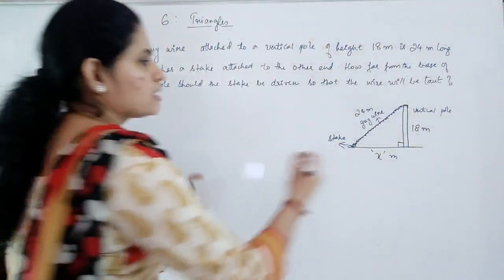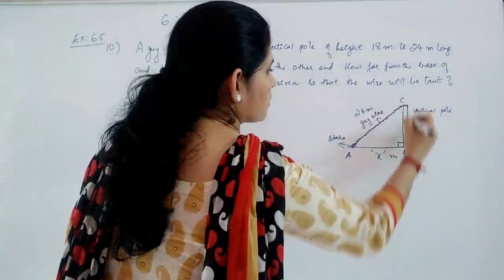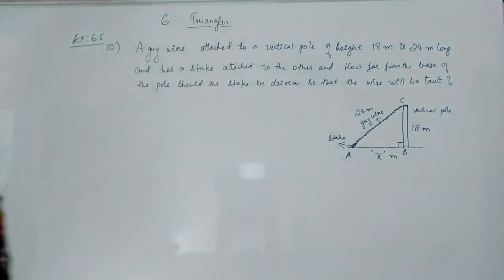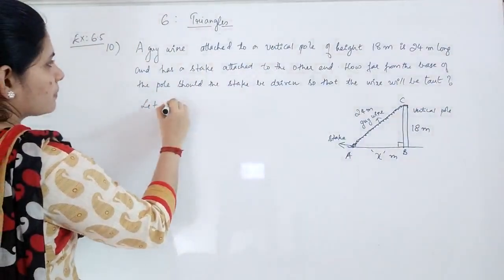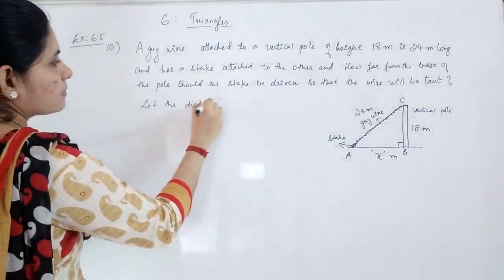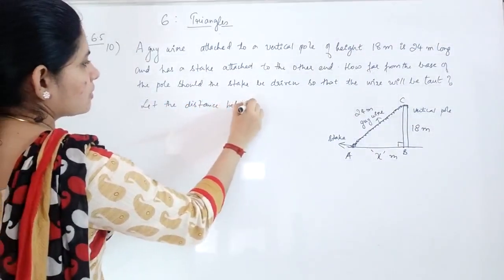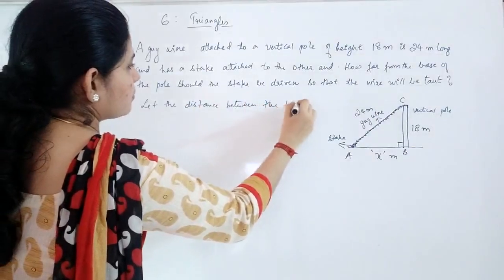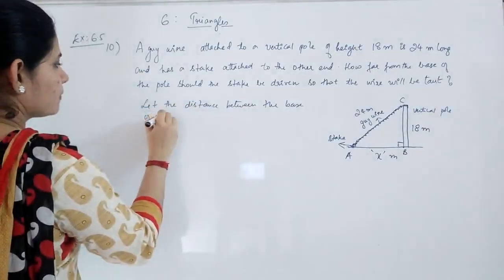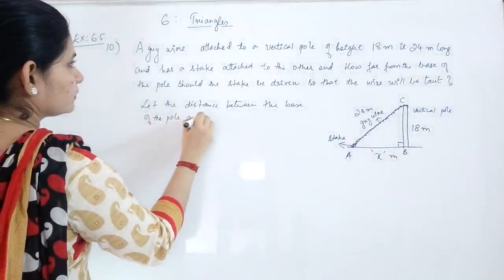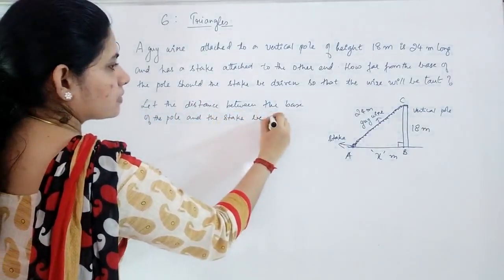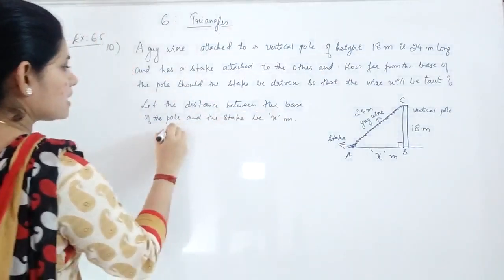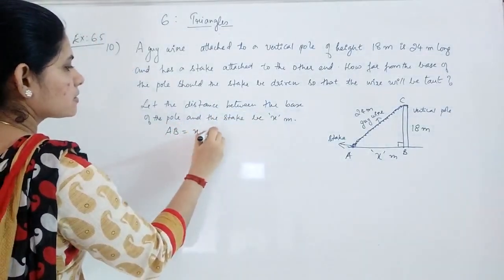So you can just say ABC is a right angled triangle, and you can use your Pythagoras theorem to find out that distance AB. Okay, let the distance between the base of the pole and the stake be x meters, that is AB is equal to x meters.